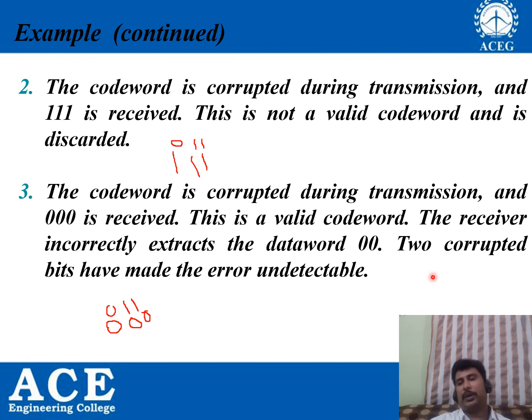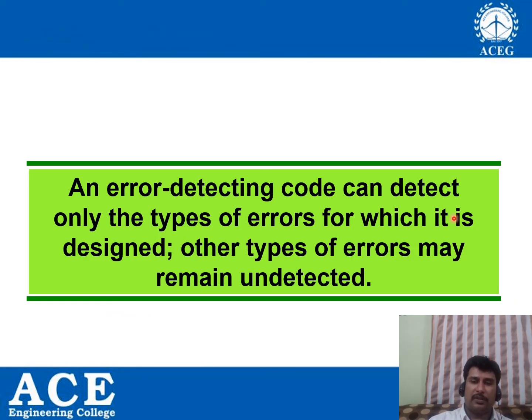Okay, right. The conclusion we are trying to draw is that an error detecting code can detect only the types of errors for which it has been designed, and other types of errors will remain undetected. So here the parity check is only designed for single bit errors, but if there is more than 1 bit error, it cannot detect it.